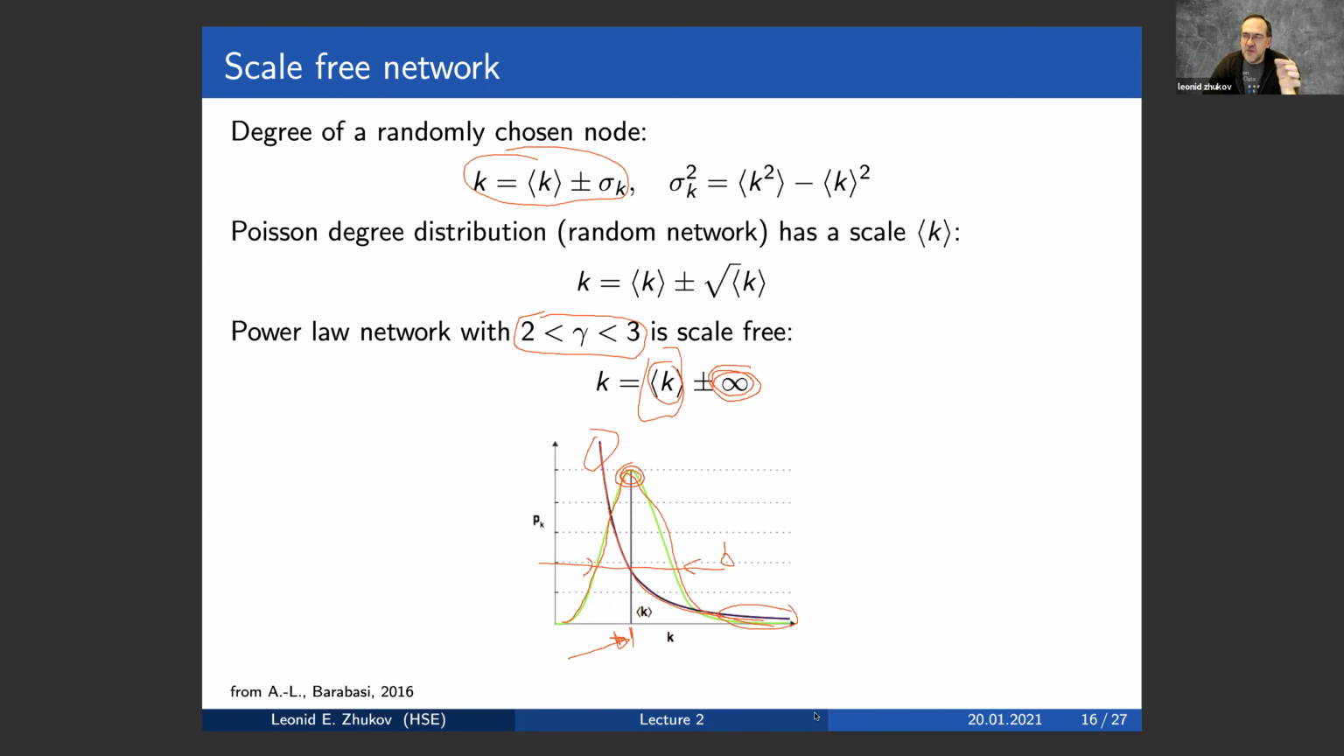So there is an average, but there is no degree with respect to which most of the nodes have their degrees, right? So the node degrees are distributed. There are nodes with large degrees, small degrees, but there is no characteristic degree like you would have with a Poisson distribution. Does this make some sense? Okay, so that's what scale-free is.